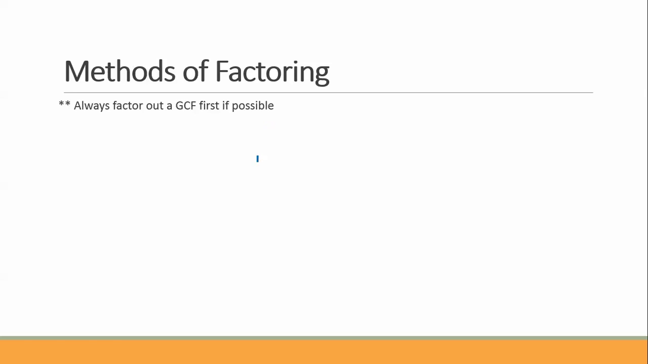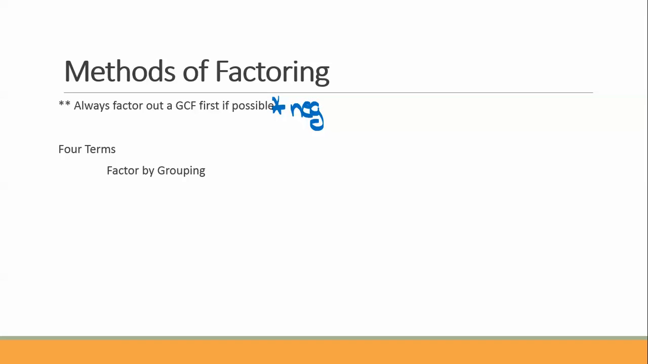Methods of factoring. The first thing you always have to do is factor out a GCF first, if possible, and a negative if the leading coefficient, the first thing that's multiplied to the x squared term, is negative. You want to factor out a negative. There's many different methods to factoring. You need to pick the one that works best for you in given situations.